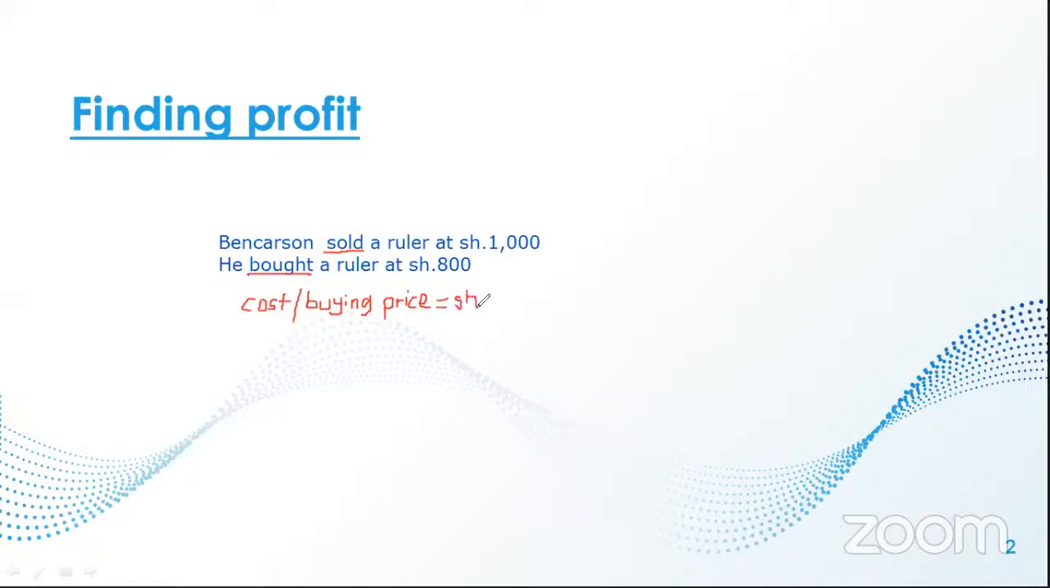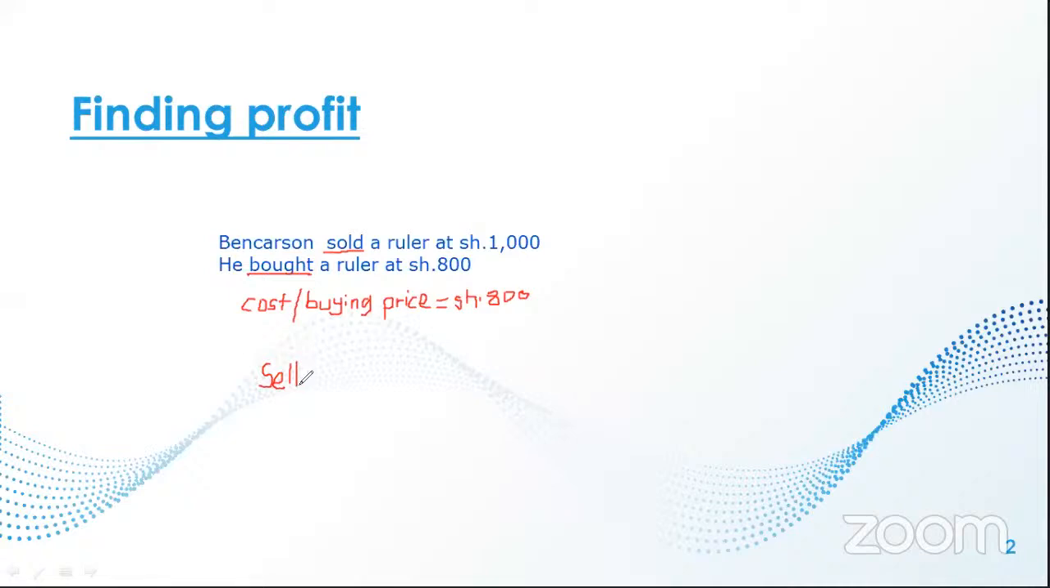I'm trying to explain to you the meaning of profit. The buying price of Ben Carson is 800 shilling. Now, when you read the question, he bought the ruler. So that's the money that it cost him to buy the ruler. It is 800. So after buying the ruler, he sold the ruler. So the word sold here means selling price. The word sold is the past tense of the word sell.